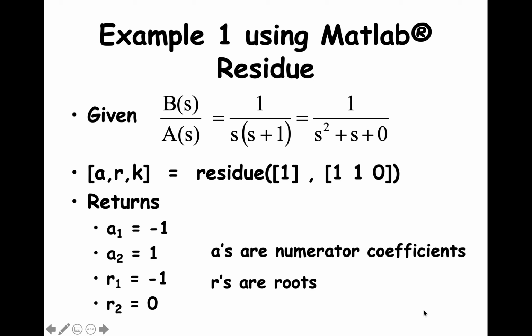The first square bracket contains the numerator coefficients separated by spaces. The second square bracket contains the denominator coefficients separated by spaces. MATLAB will return A1 equals minus 1, A2 equals 1, R1 equals minus 1, and R2 equals 0.